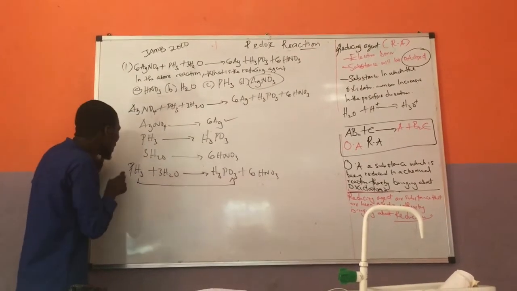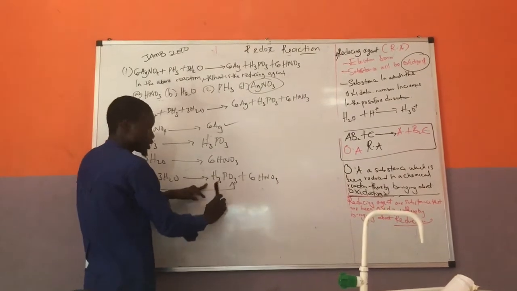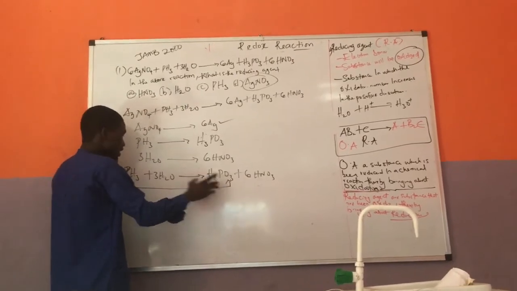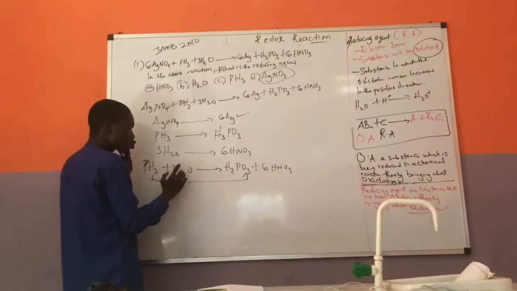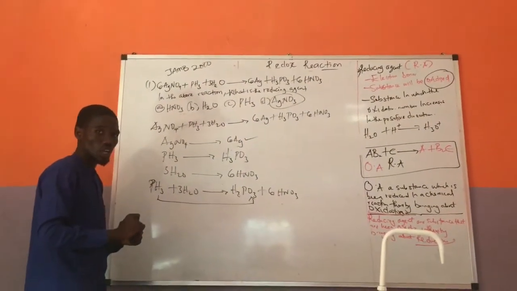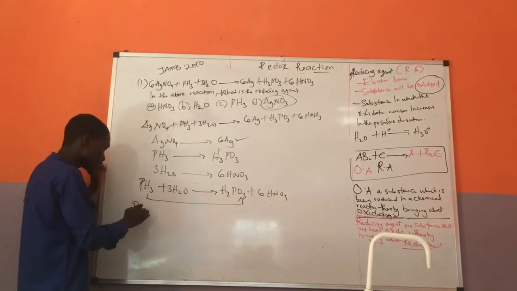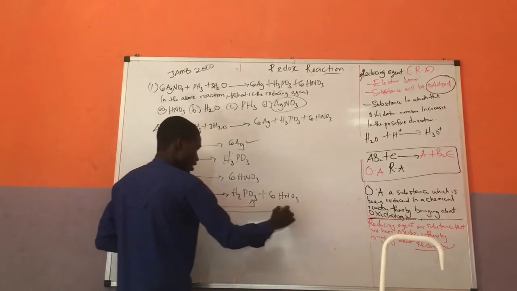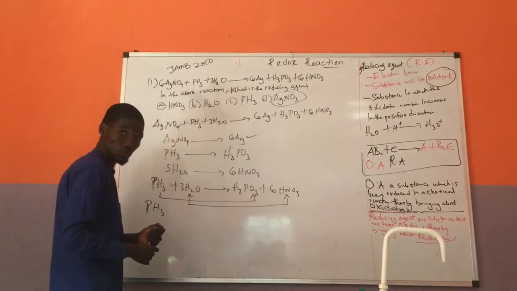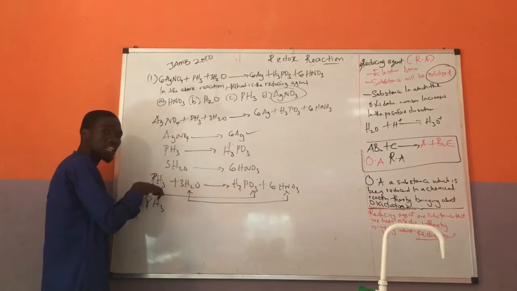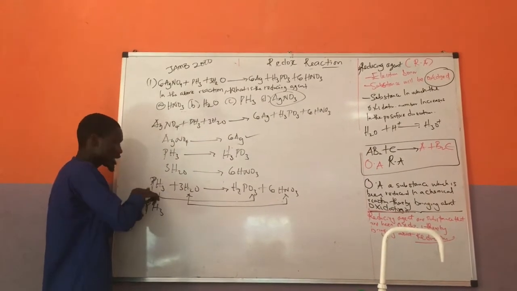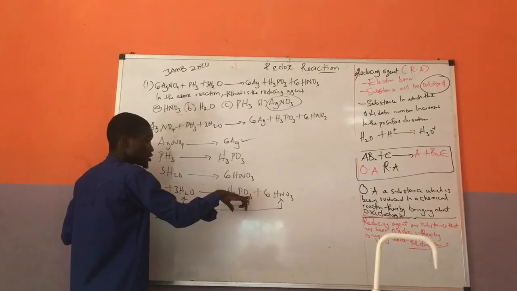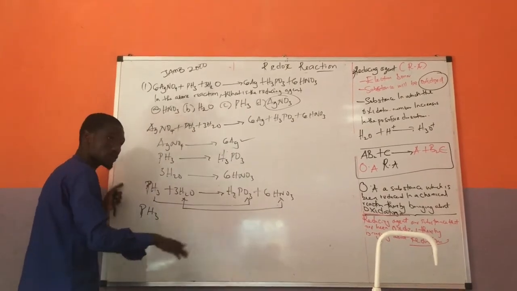So now, if my PH3 is being oxidized to give me H3PO3, then what will happen to this water? This water here gives us this, which is HNO3. Are you with me now? So this PH3 here is being oxidized to H3PO3, that's hydrogen triorthophosphate(V). Are you with me now?